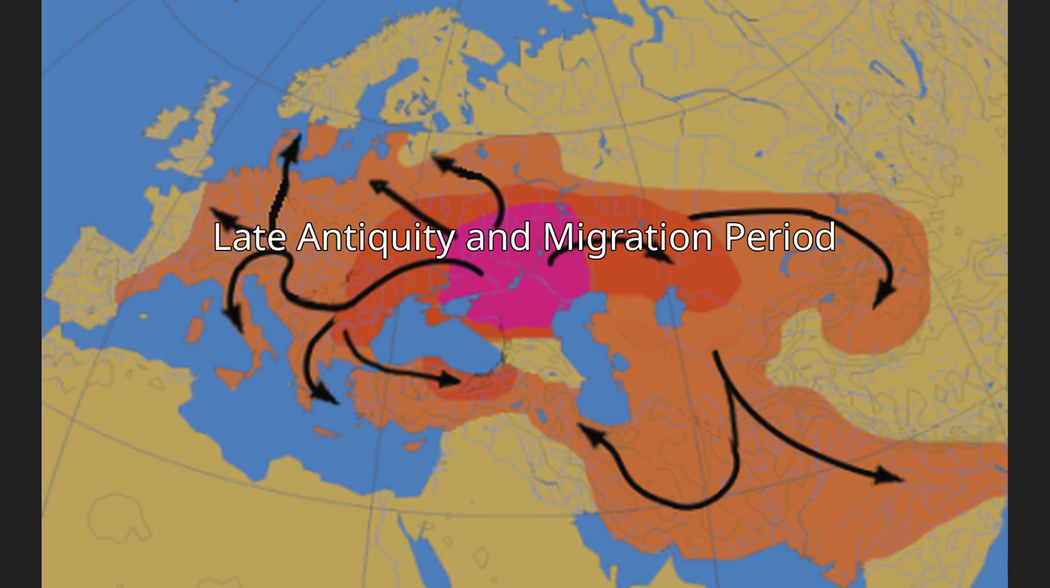Theodosius I, who had made Christianity the official religion of the Roman Empire, would be the last emperor to preside over a united Roman Empire until his death in 395. The empire was split into two halves, the Western Roman Empire centered in Ravenna, and the Eastern Roman Empire, later to be referred to as the Byzantine Empire, centered in Constantinople.